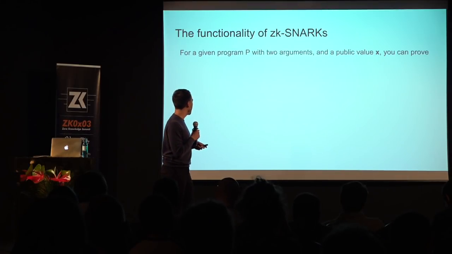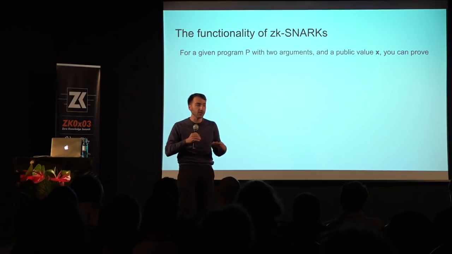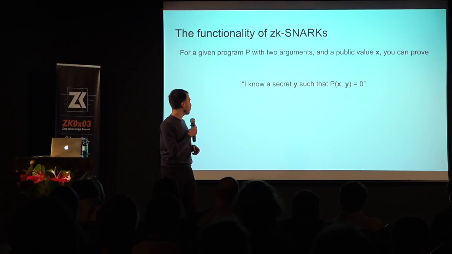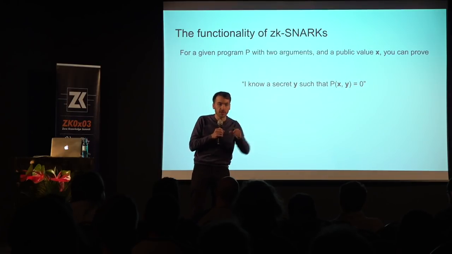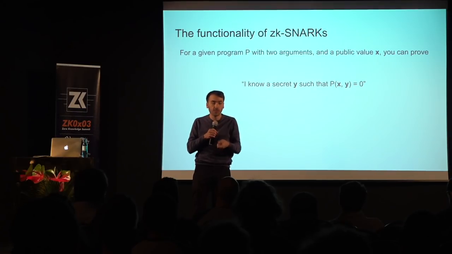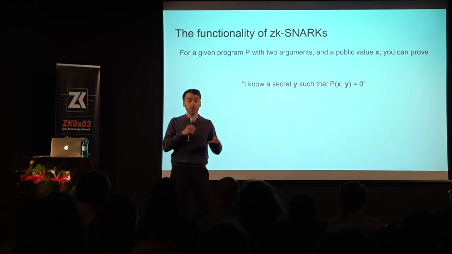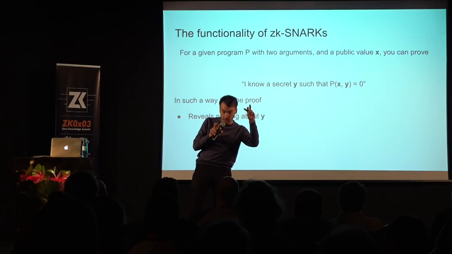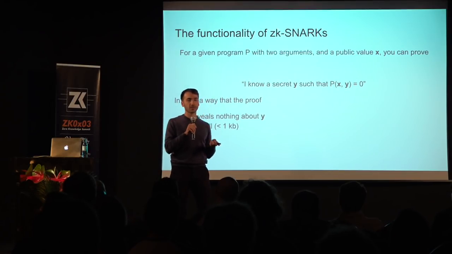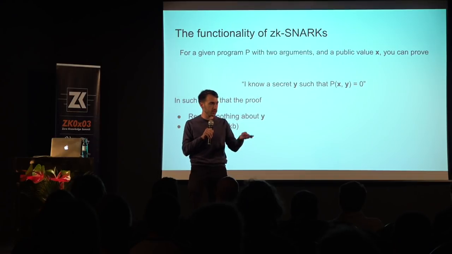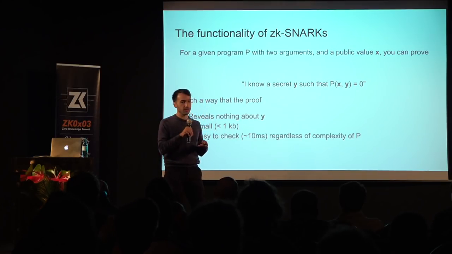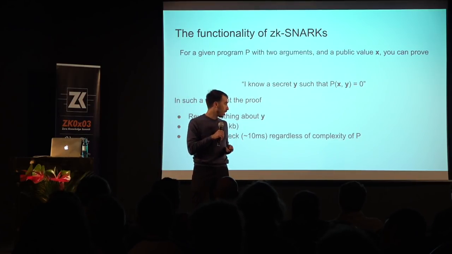But just to set things up, let's say what SNARKs actually do. For a given program P, with, say, 2 arguments and a public value X, what SNARKs let you do is prove statements of the form: I know some secret Y, so that if you run P, my program, on X and Y, it will output 0. That's what SNARKs let you do, in such a way that the proof, first of all, reveals nothing about Y, so it's zk, zero knowledge. It's small, less than a k, and easy to check. The verification time is on the order of milliseconds in practice.